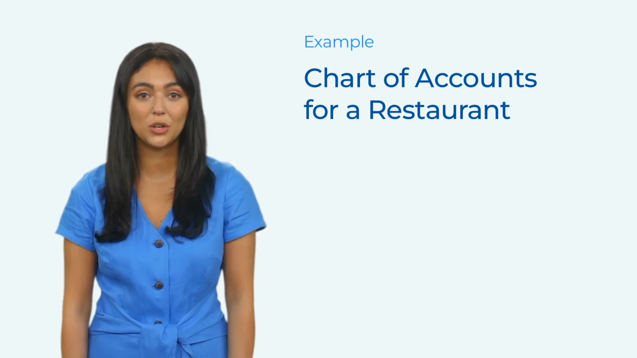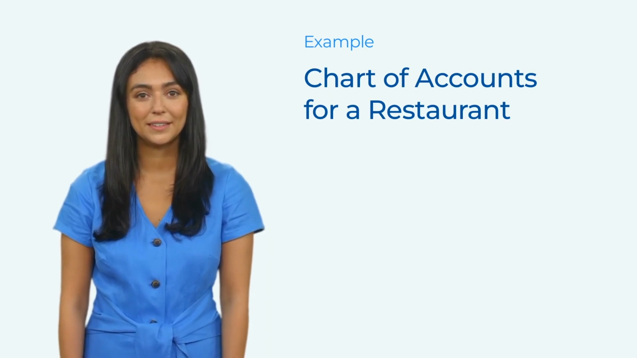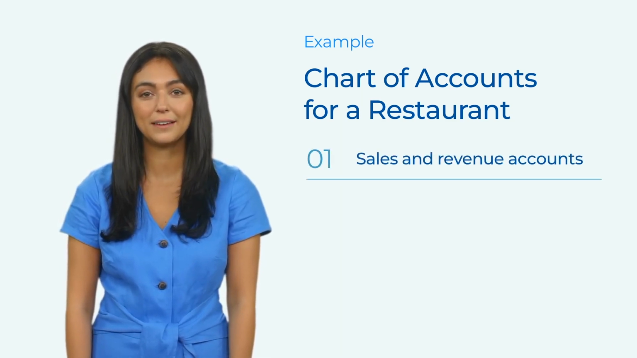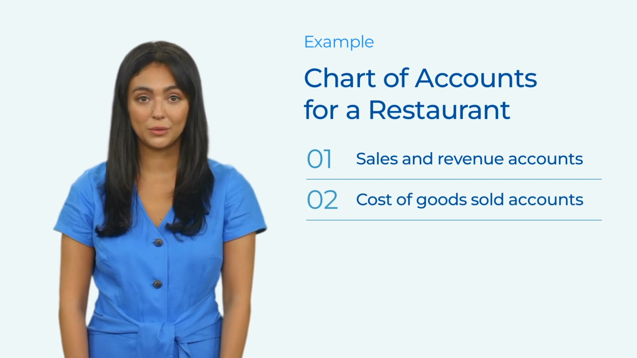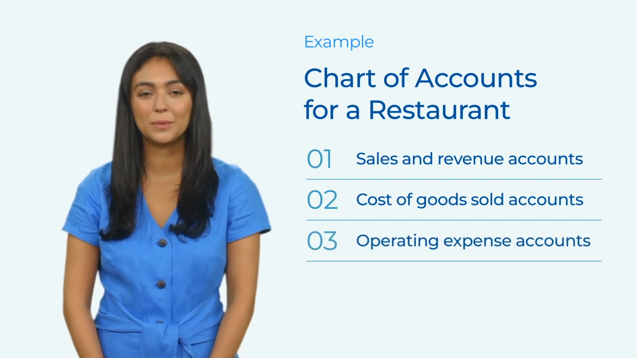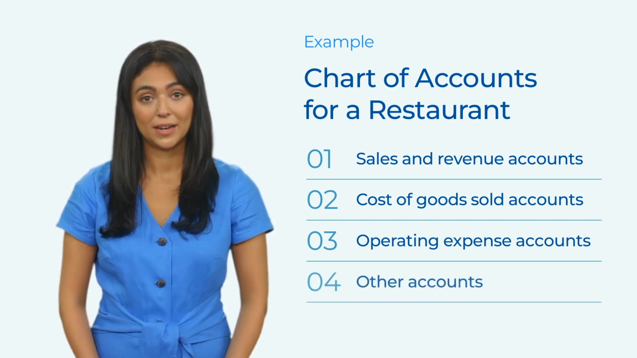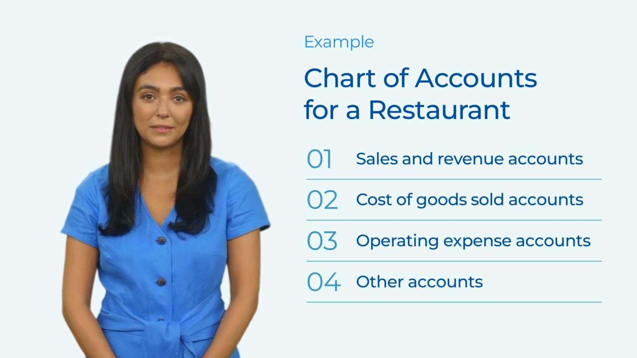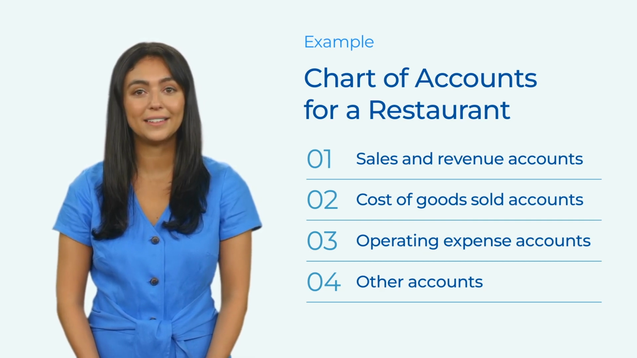Let's take for example, a chart of accounts for a restaurant, which may include accounts specific to the industry, such as food and beverage costs and labor costs. Some common accounts in a restaurant chart of accounts include 1. Sales and revenue accounts may include food and beverage sales, catering sales, bar sales, gift card sales. 2. Cost of goods sold accounts may include food costs, beverage costs, cost of paper products, cost of disposables. 3. Operating expense accounts may include labor costs, rent expense, utilities, marketing, and advertising expenses. 4. Other accounts may include tips payable, depreciation expense, bank charges. These are just a few examples of the accounts that could be included in a restaurant's chart of accounts. The specific accounts and subcategories will vary depending on the restaurant's size, type, and specific needs.